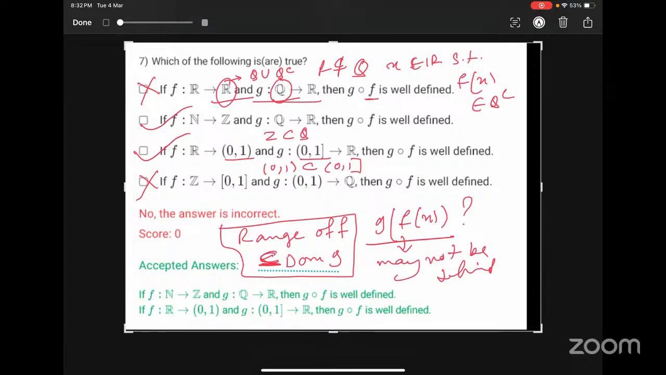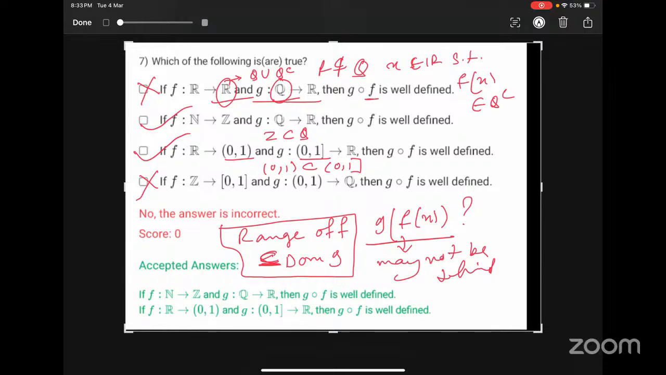Okay. So the takeaway is, for any composition of functions, the range of the function inside, whichever function you apply first, should be a subset of the domain of the next function. For G of F, the range of F should be a subset of the domain of G. Okay, got it, madam. Thanks.